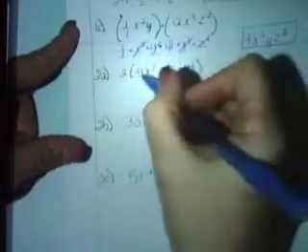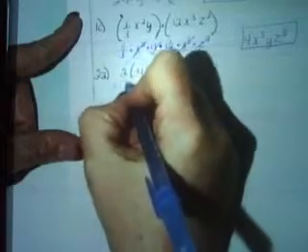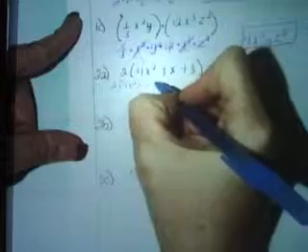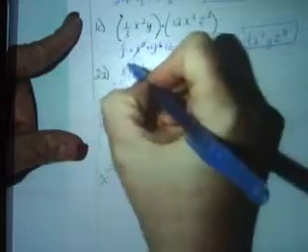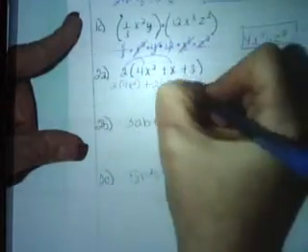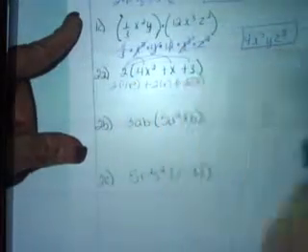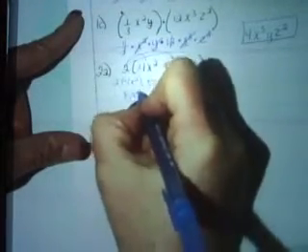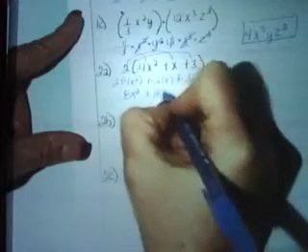Okay, distribute here, I'm going to have 2 times 4x squared, bring down my plus, 2 times x, bring down my plus, 2 times 3. So now this leaves me with 8x squared plus 2x plus 6. That's as low as I can go because I do not have any more like terms.